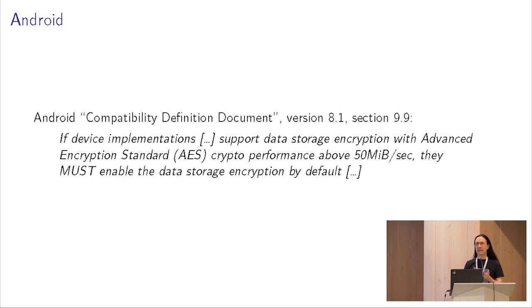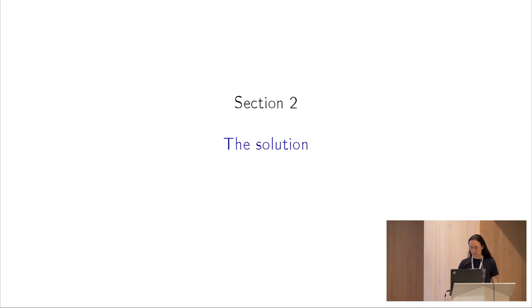Now, that's sad in that lots of people have unencrypted devices, but it also provides some pretty weird incentives. If you can just slow down AES in your device to 49 megabytes a second, bingo, you can ship that device unencrypted, and now your device is faster than the device that runs 51 megabytes a second, which is encrypted. So I was pretty unsatisfied with this, and I wanted to fix it. So here's what we did.